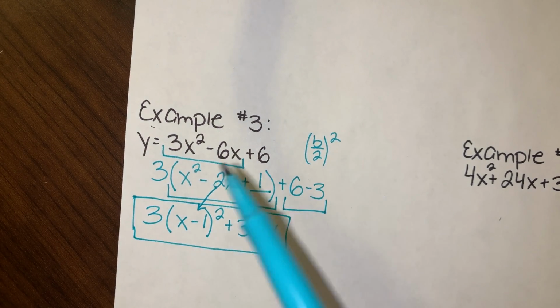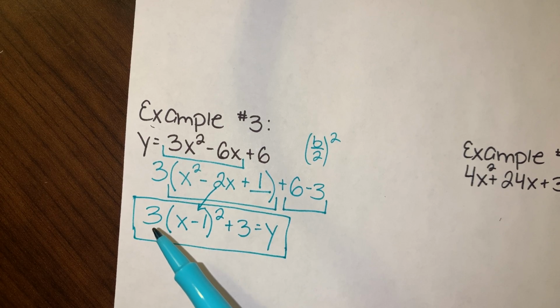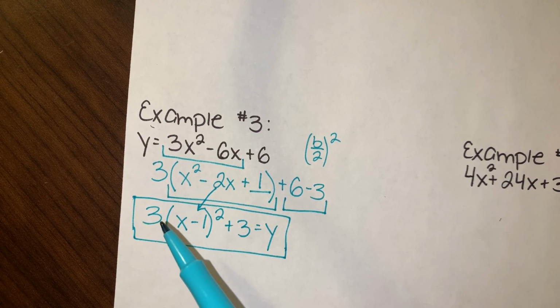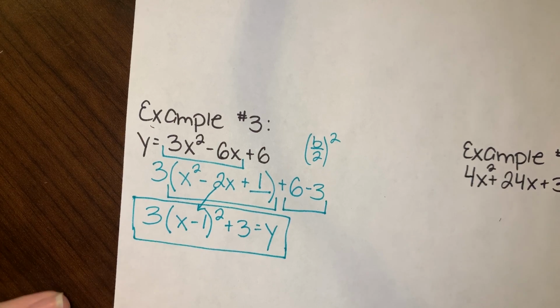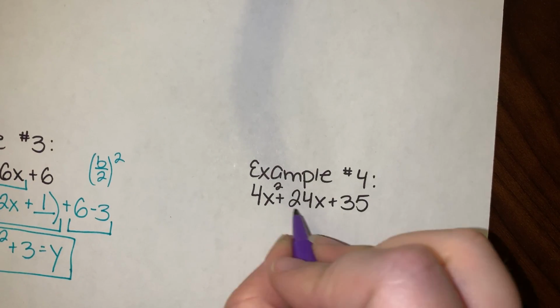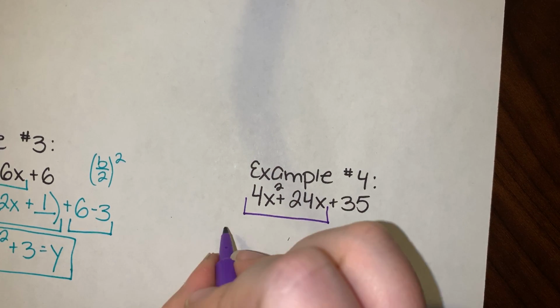One thing you'll notice is that the value of a from standard form is always going to be the value of a in your vertex form. Those should always be the exact same number. All right, last example that we're going to do over here. We want to start by factoring out our a value from the first two terms.